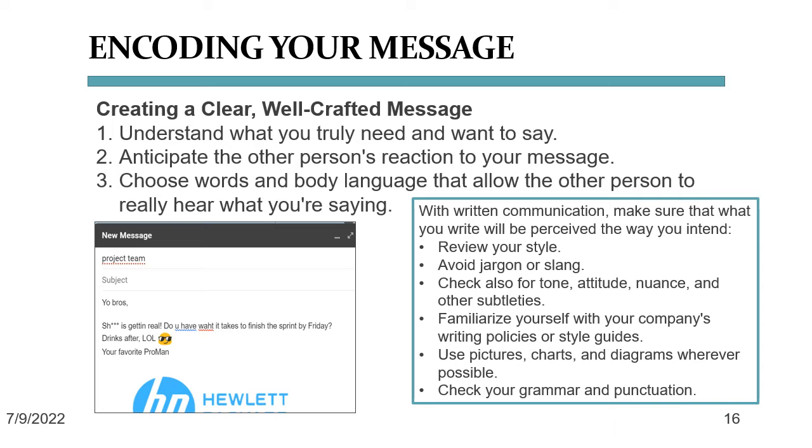And with written communication, make sure that what you write will be perceived the way you intend. Words on a page generally have no emotion. They don't smile or frown at you while you're reading them. So when writing, take time to review your style. Is it formal enough? Avoid jargon or slang, but use the correct acronyms that are specific to your company, including your company's writing policies or style guides. These can include tone, attitude, and a whole lot more. Lastly, be sure to check your grammar and punctuation.